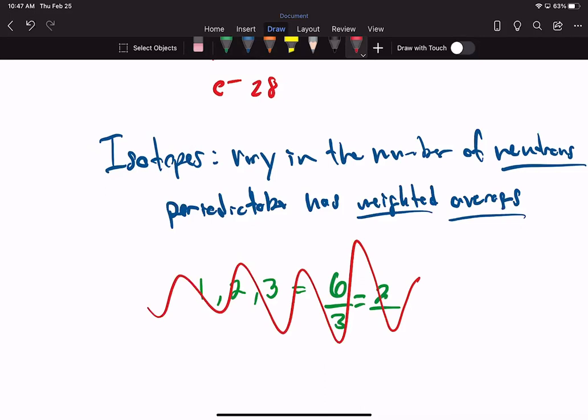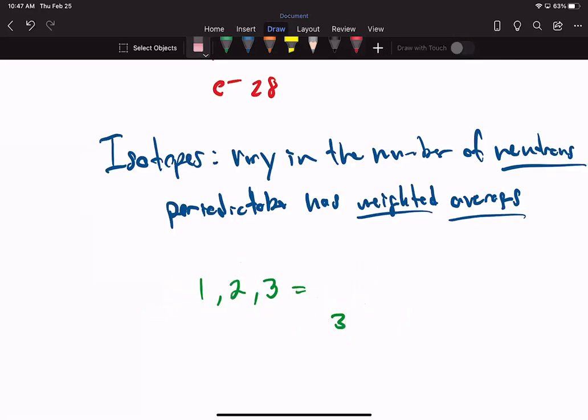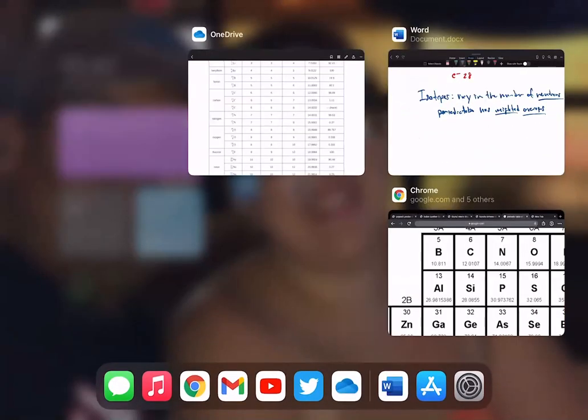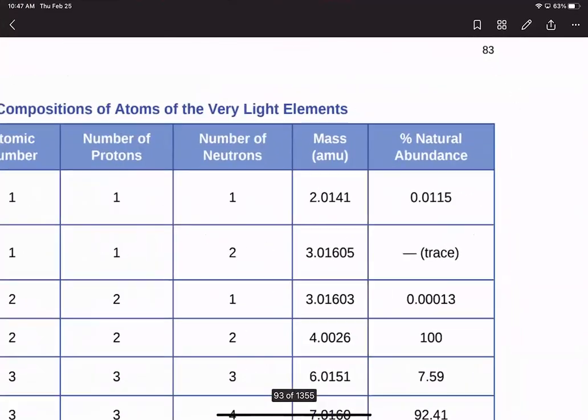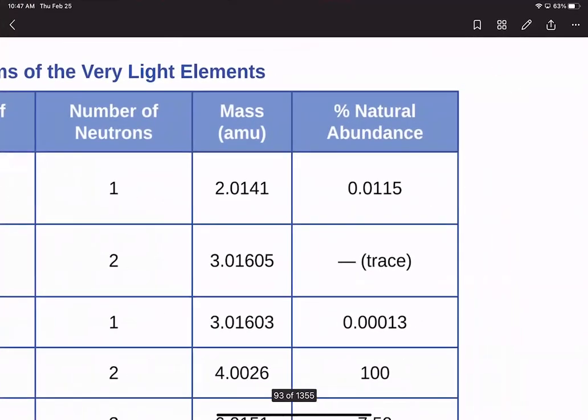Weighted averages have to do with what we call percent abundance. Okay, so would I put something like that on the exam? I 100% absolutely would, right? Because I know students, I'm not trying to trick students, but that's definitely not how we calculate a weighted average. So if we take a look at this table, we see this column at the very end. It says percent of natural abundance.